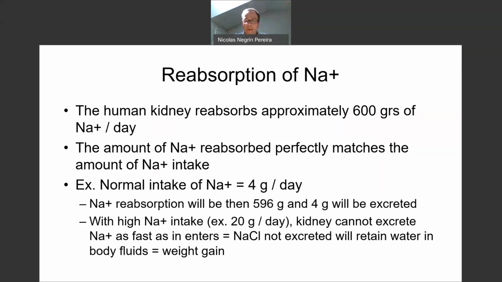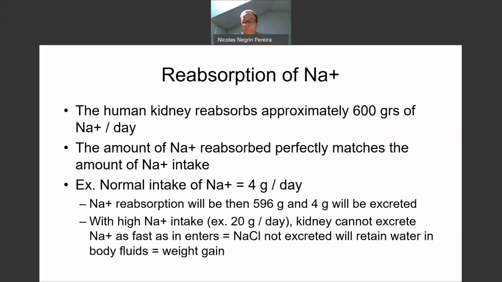In the case that we have a much higher intake of sodium, sometimes up to 20 grams per day, and there are some cases where individuals get an intake of 100 grams per day, we see that the kidney is not able to excrete sodium as fast as it's being ingested. For that reason, sodium chloride will not be excreted, and that will produce a retention of water in the bodily fluids, and that's one of the causes of increased weight gain in the individual.